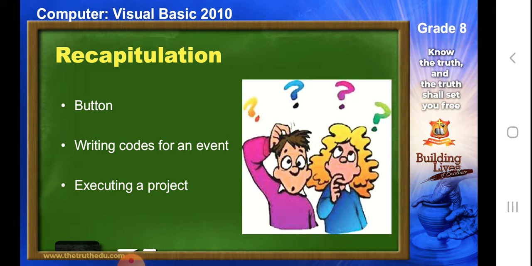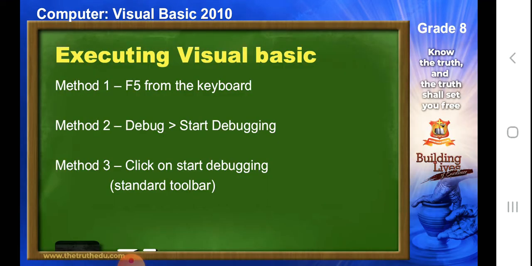So we will be starting with executing a Visual Basic project, and we will be learning about all three methods. Let's start with the first thing: how to execute a project. Now what does execute mean? Execute means when your file is saved and ready, there is a process where you can make it operational. That is called executing.